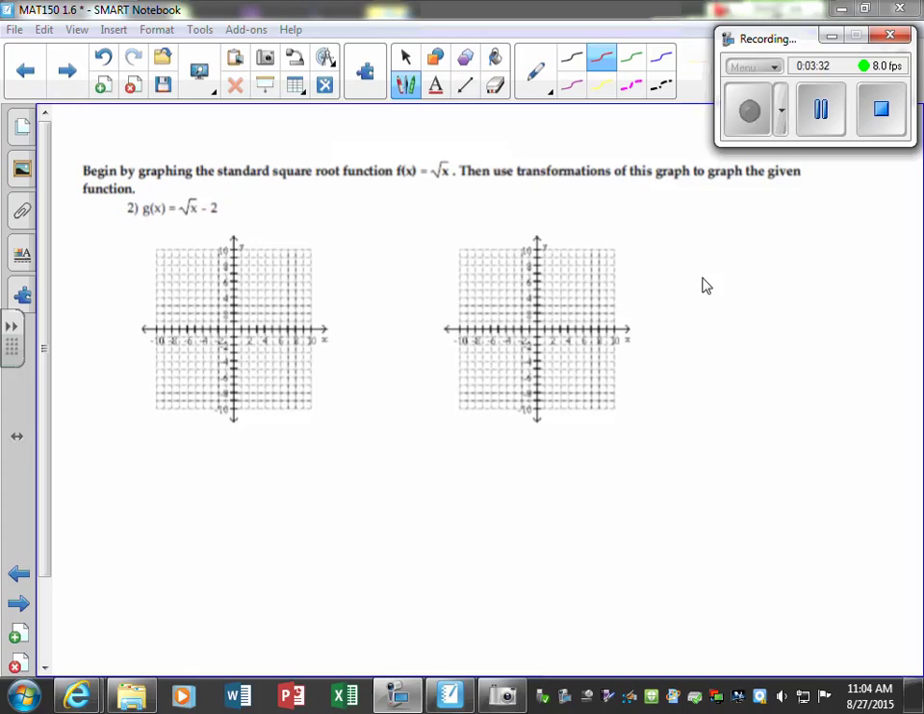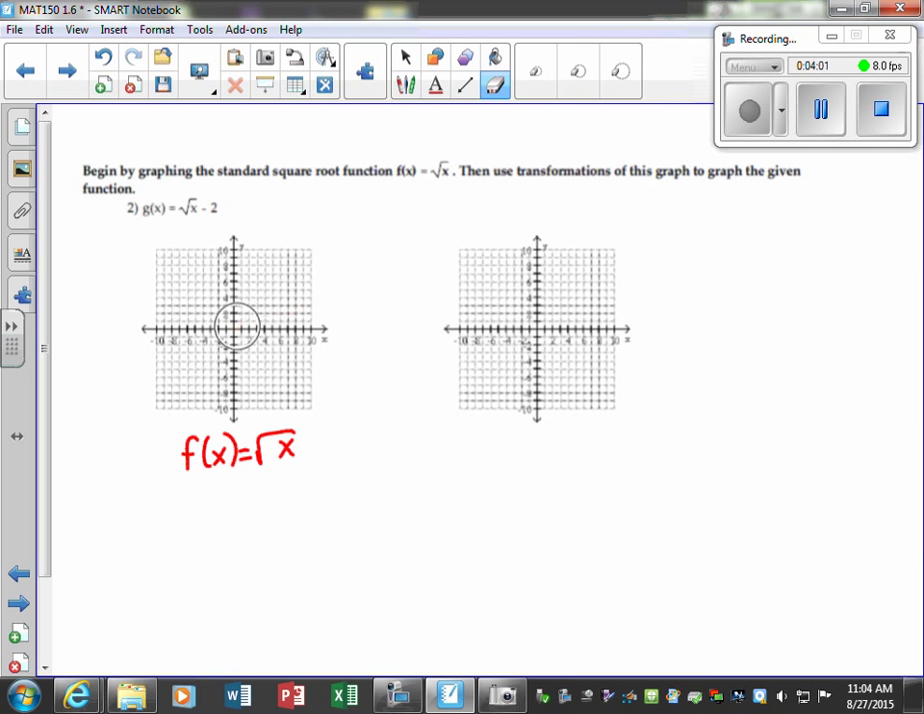In this next one, what is our function? What do you think our f of x is? Square root of x. It's the square root of x function. So we want to consider our standard graph and graph it here. And then we want the transformation of the g of x function to be over here. So we want to graph f of x on this side. f of x is equal to the square root of x. Roughly.